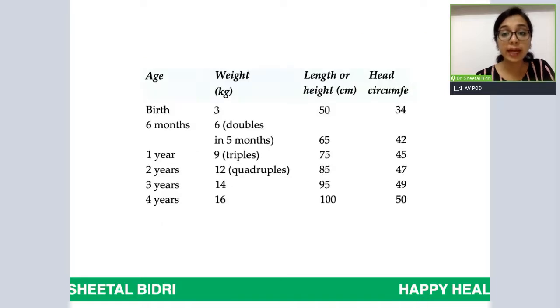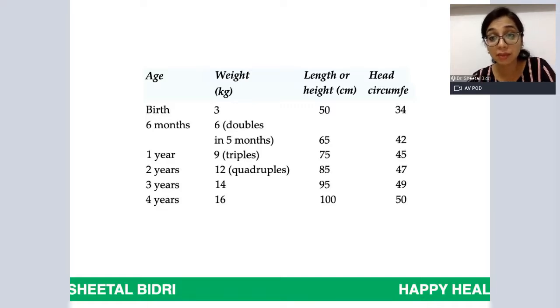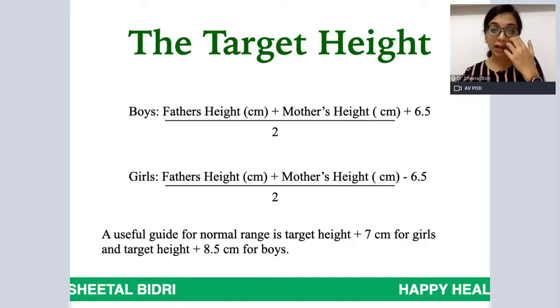Now, what about the height? In an average Indian baby, the length is 50 centimeters, and then it increases slowly by 5 to 10 centimeters depending on the constitution and the familial inheritance, and then it slowly graduates. We can find out the target height of the child by a simple formula, which is different for boys and girls.